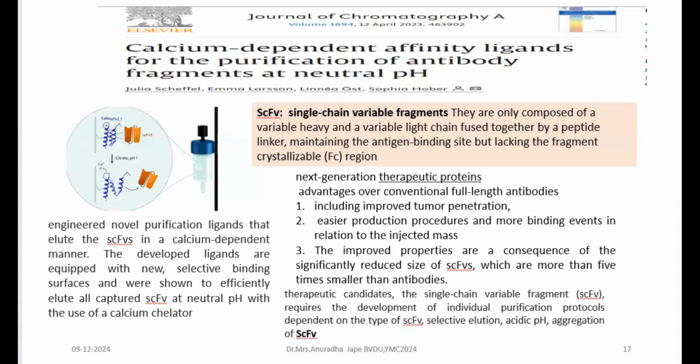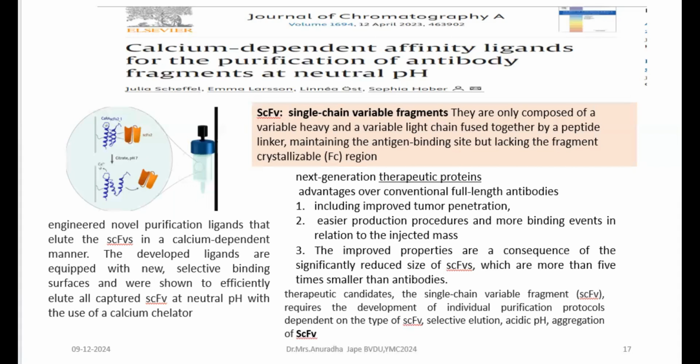When we talk about therapeutic proteins, scFv, single chain variable fragments of antibodies, have been found to be very important and advantageous over conventional antibodies for therapeutic purposes. When it comes to application for tumor penetration, or to procedures like binding events in relation to injected mass, the size of the material matters, right?